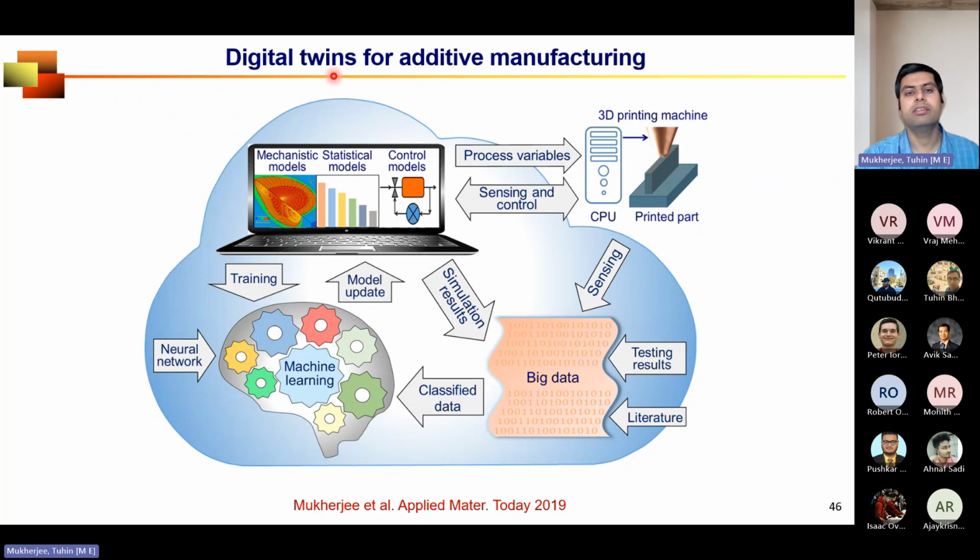We call that a digital twin. So with Professor Debroy, I published this in 2019. That is the first concept of digital twin in additive manufacturing. After that, there have been many other digital twin papers on additive manufacturing.